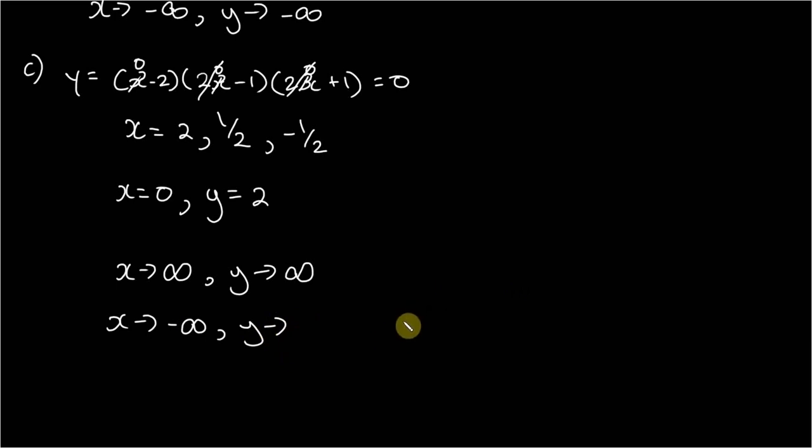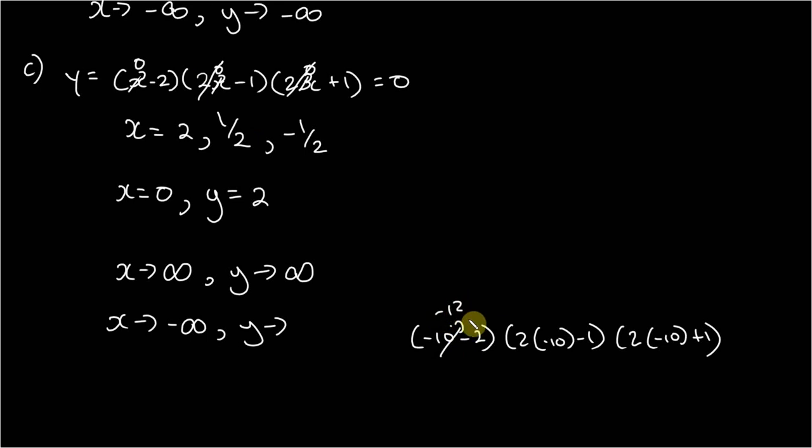I'll use negative 10 again. Negative 10 minus 2, times 2 times negative 10 minus 1, times 2 times negative 10 plus 1. I'm trying to do this in my head as we go to speed things up a little bit. Well, we know this is going to be negative 12. We know that this is going to be negative 20, and then another negative 1, so negative 21. And here we've got negative 20 again, adding 1, that's going to be negative 19.